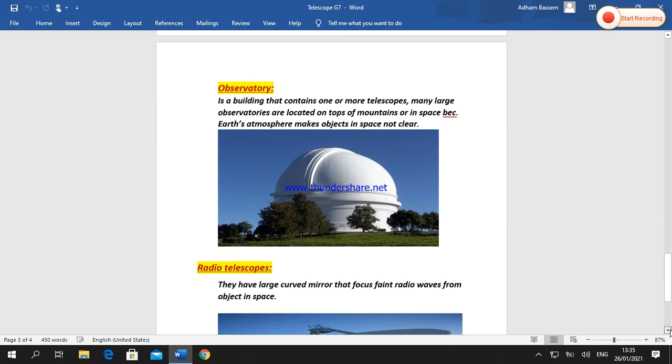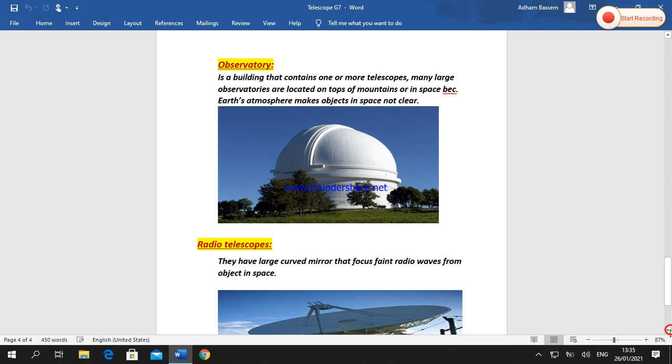Observatory is a building that contains one or more telescopes, okay? Many larger observatories are located on tops of mountains or in space. Why? Because Earth's atmosphere makes objects in space not clear, okay?